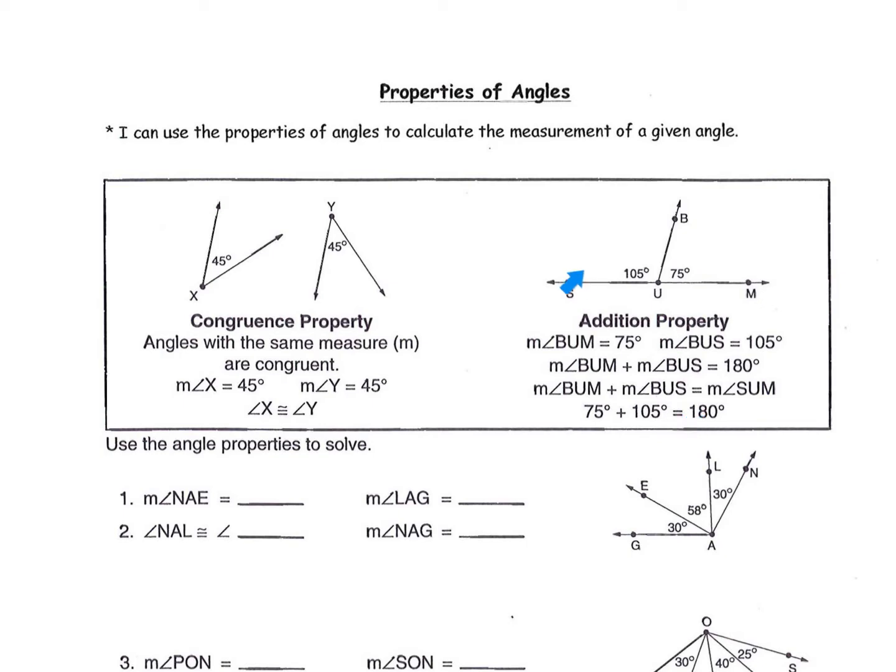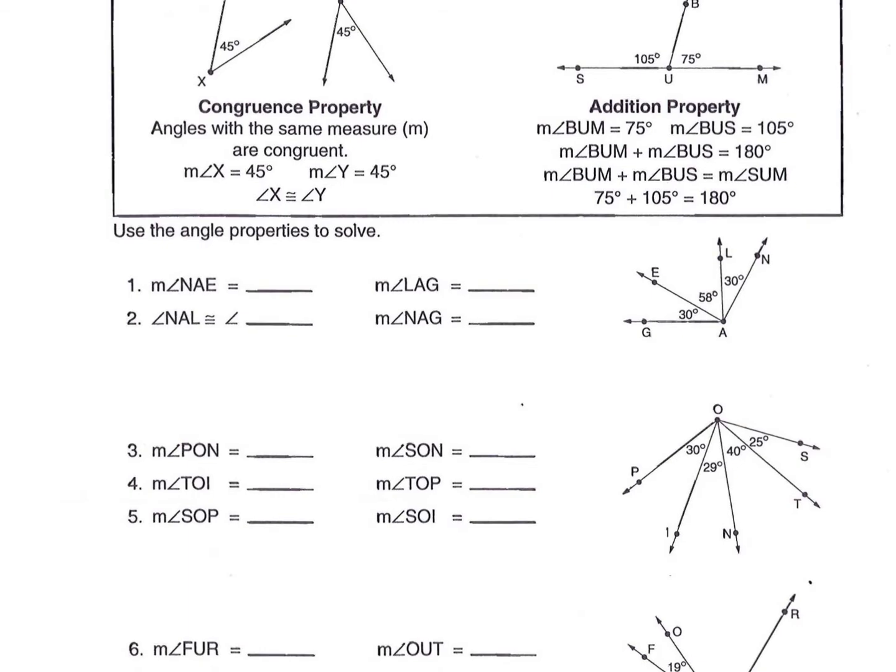Now if we look at this, 180 degrees is what the protractor shows us. And if we go from one point all the way around to the next point, that would be 180 degrees. So hopefully that makes sense. So we're going to use those two bits of information to help us answer these questions.